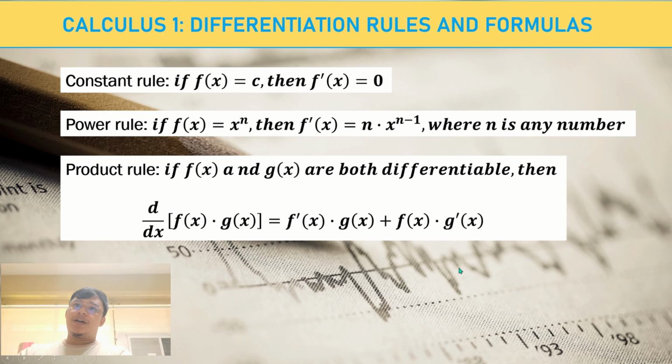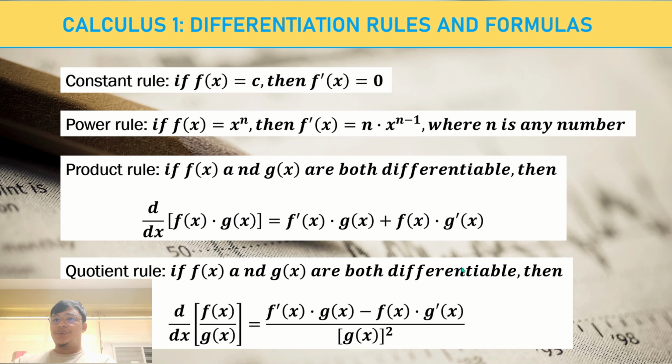Then lastly, we have the quotient rule of differentiation. It states that if the functions f of x and g of x are both differentiable, then the derivative of the function f of x over g of x is simply equal to the first derivative of f of x times g of x minus f of x times the first derivative of the function g of x, all over g of x raised to the power of 2.